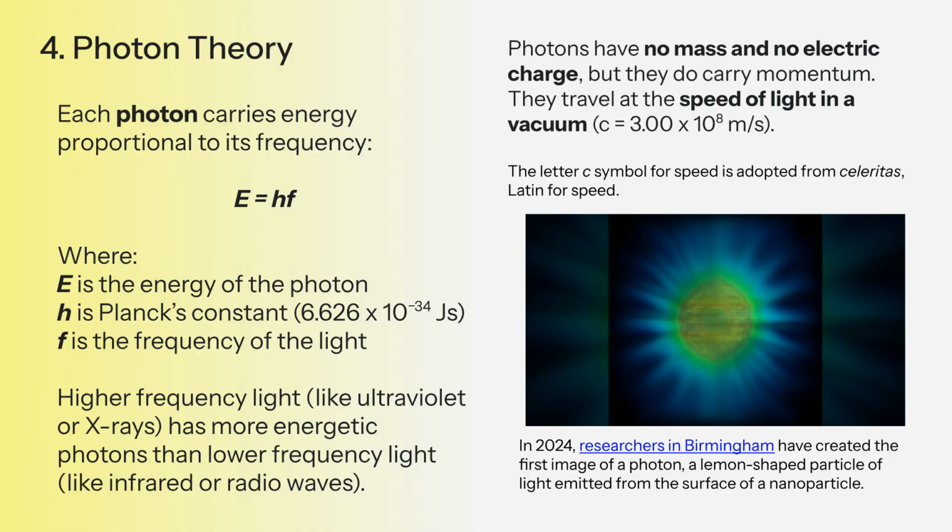In 2024, researchers in Birmingham achieved a historic milestone by creating the first image of a photon. They captured this lemon-shaped particle of light as it was emitted from the surface of a nanoparticle. A nanoparticle is a microscopic particle with dimensions under 100 nanometers. Imagine actually seeing a single packet of light that was once considered invisible. Now let us look at how researchers have recently succeeded in visualizing these individual particles of light.